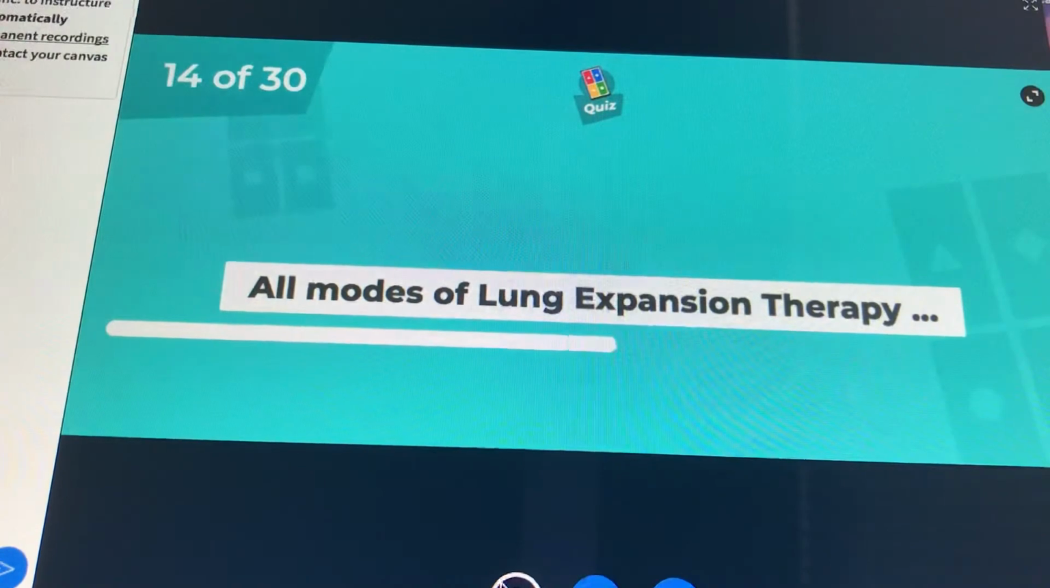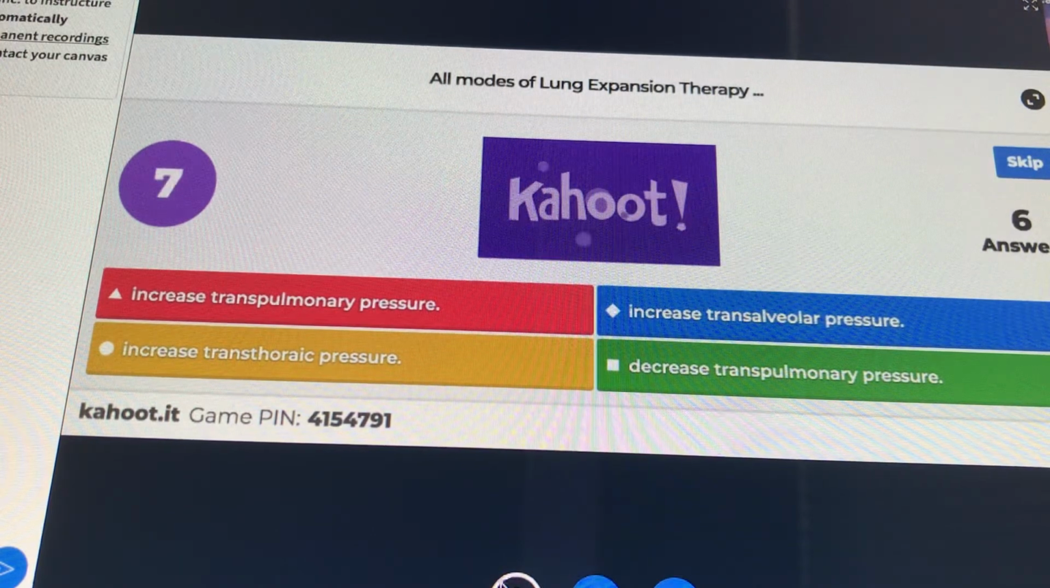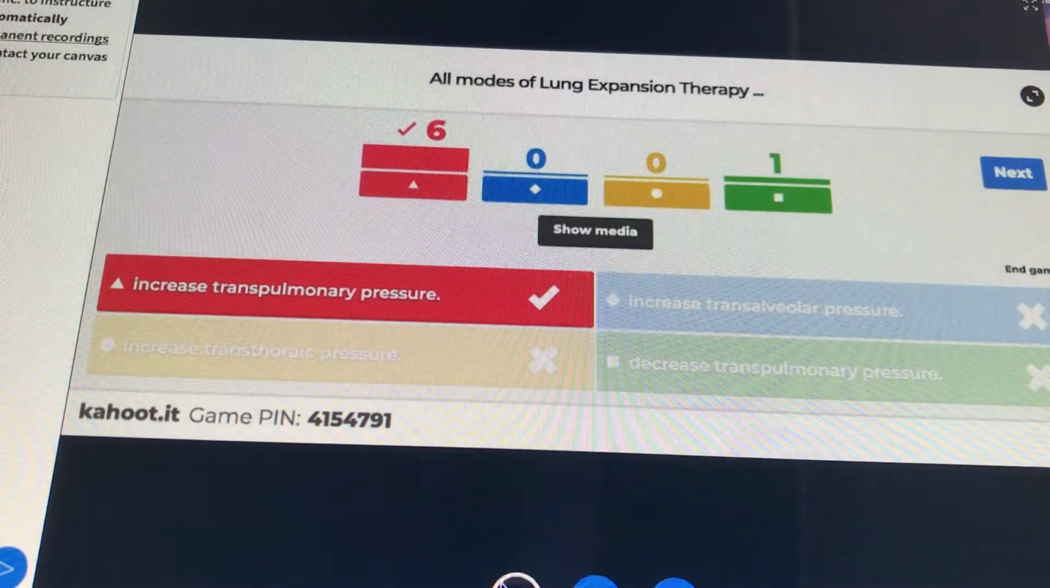Okay, all modes of lung expansion therapy, they all increase the transpulmonary pressure. That's how they allow for the lungs to expand.